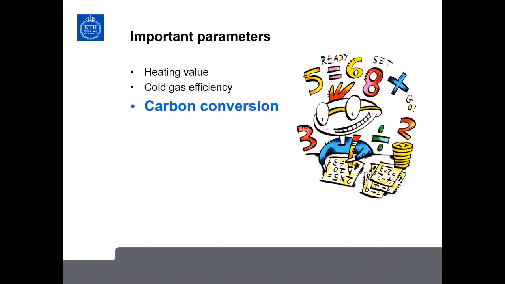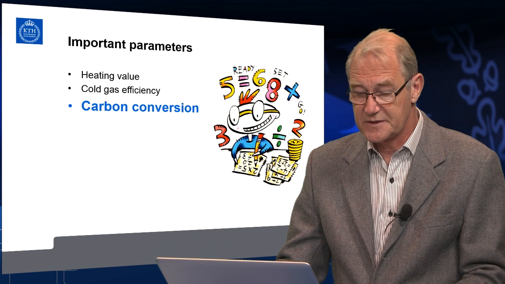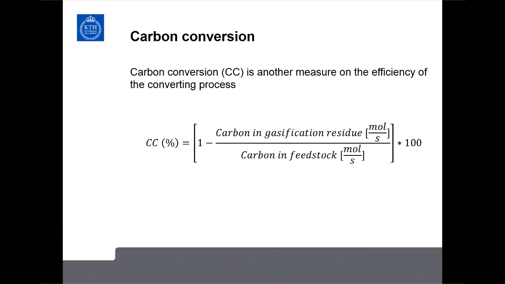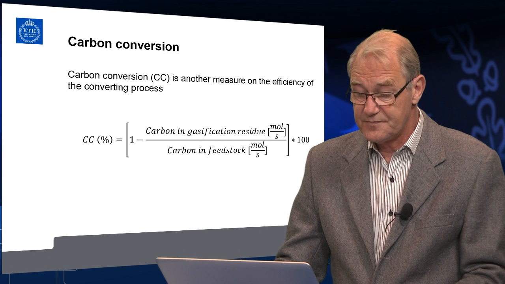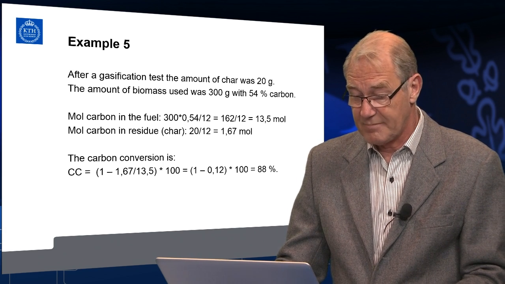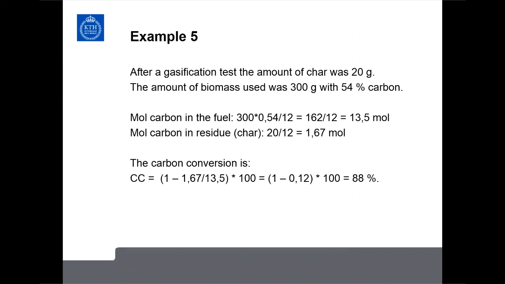Finally, in this course, we are going to look at carbon conversion. The carbon conversion is another measure of the efficiency of the conversion process. And you see the formula below here. So if we take an example just to see how it works, we have after a gasification test, the amount of char was 20 gram. The amount of biomass used was 300 gram with 54% carbon.